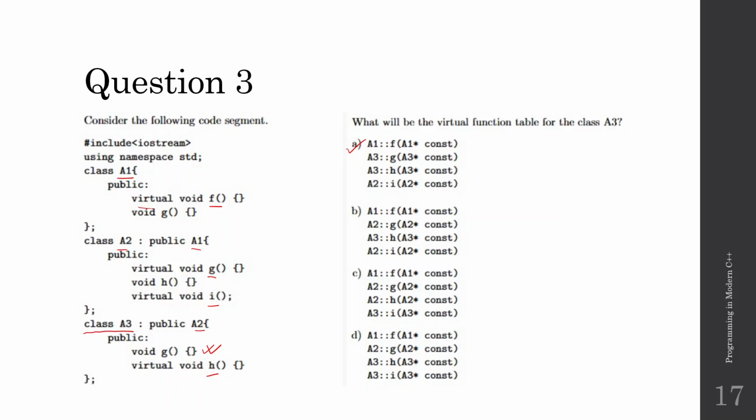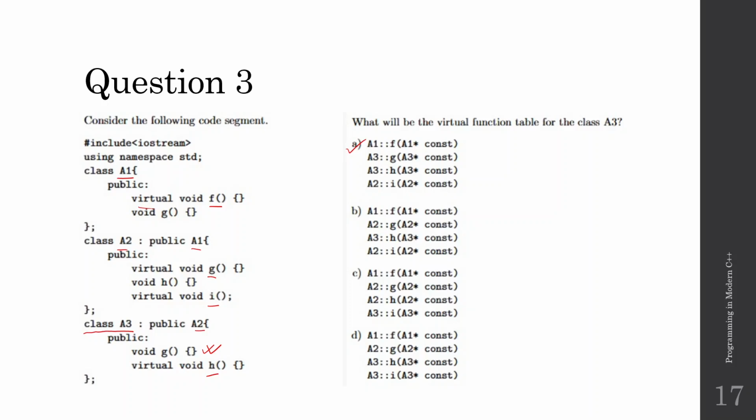Sir, can I ask one question? Yes, sure. Sir, we have overwritten the void G function. If we create a new object which is inheriting from A3, we have A3 overwritten G in which class? A3. Okay. If we create a new class which is inheriting from A3, will the G function act as virtual or not?